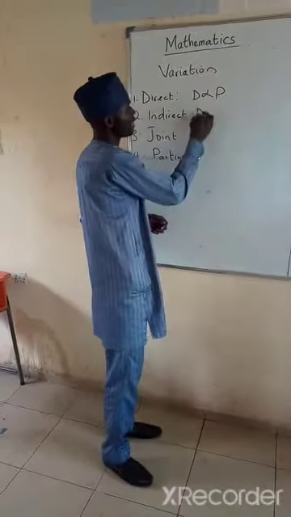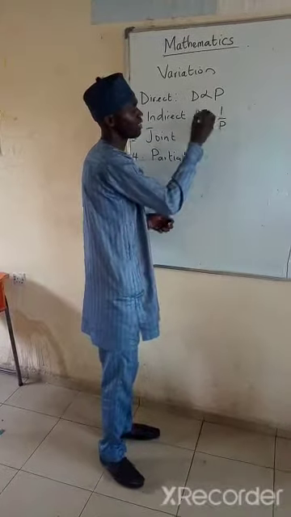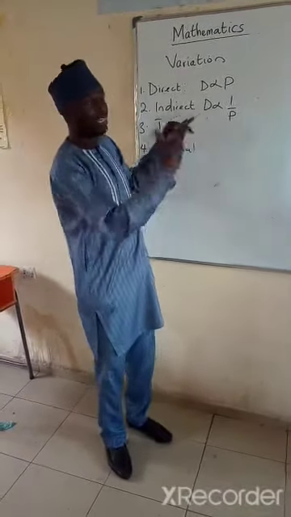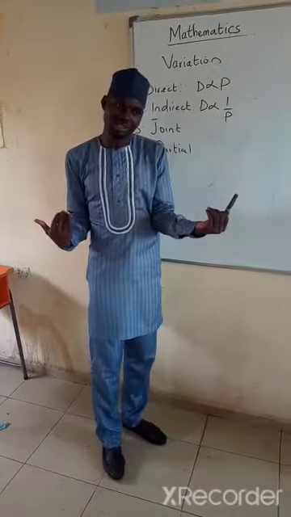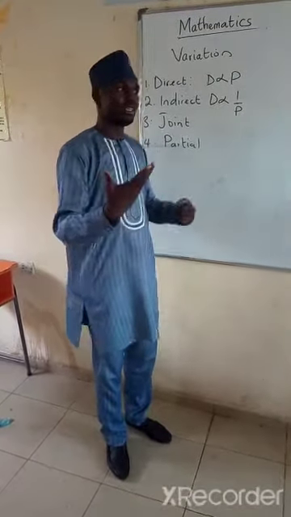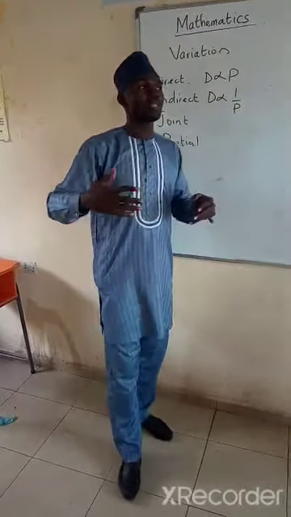Now for indirect, it is inverse. So it is inverse, you are going to have 1 over, because if one is increasing, the other one will be reducing. Like the time and speed.